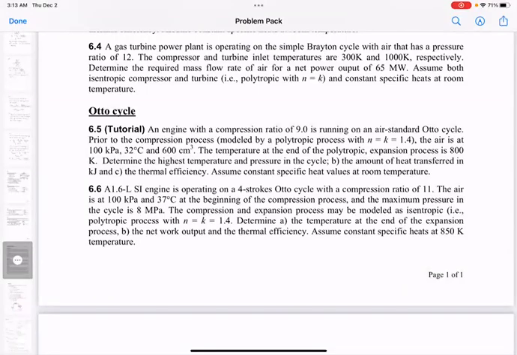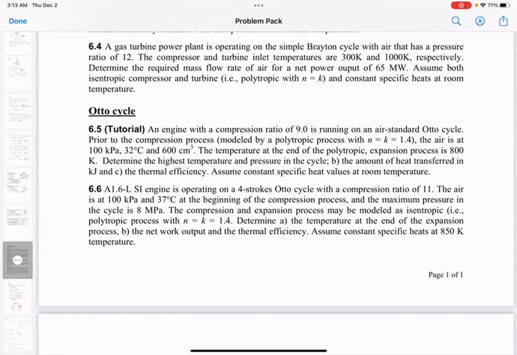Okay, so we're going to now do the Otto cycle question in this chapter. We've already done one in a previous video, but we're going to do this one as well. So an engine with a compression ratio of 9 is running on an air standard Otto cycle.